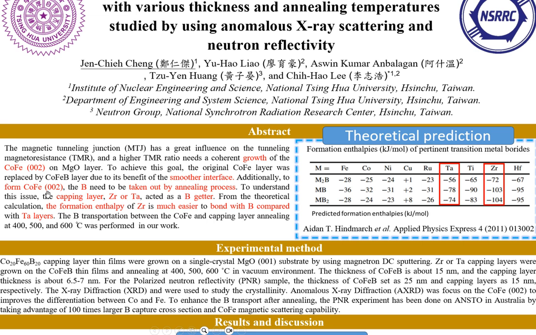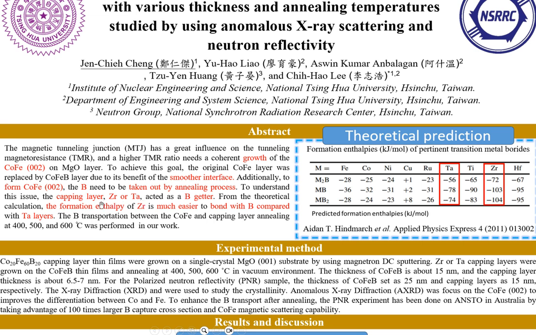But we still need to grow the cobalt-iron BCC phase, so the boron needs to be taken out by the annealing process. Once annealed, the boron may diffuse out to the interface between the cobalt-iron and the MgO layer, which will cause a magnetic dead layer. This will reduce the performance of the device. So in order to prevent this problem, we use a capping layer.